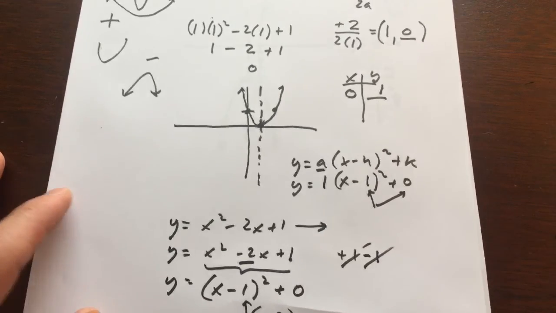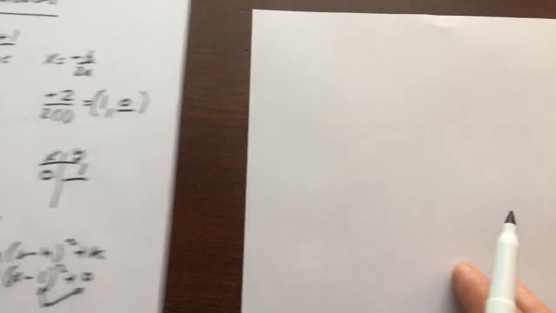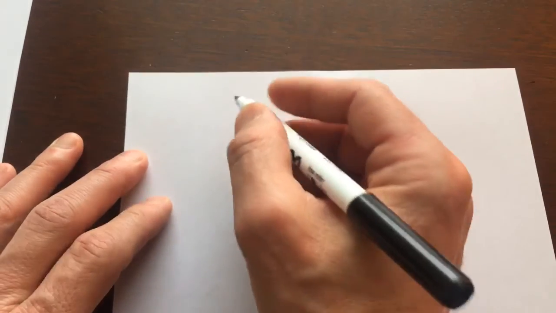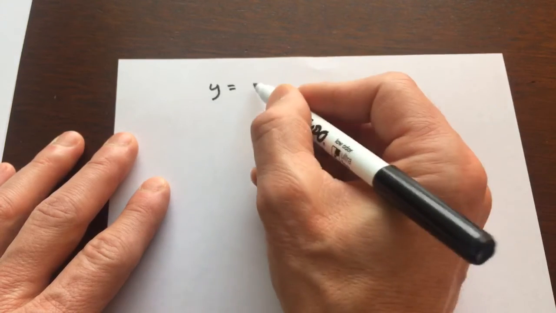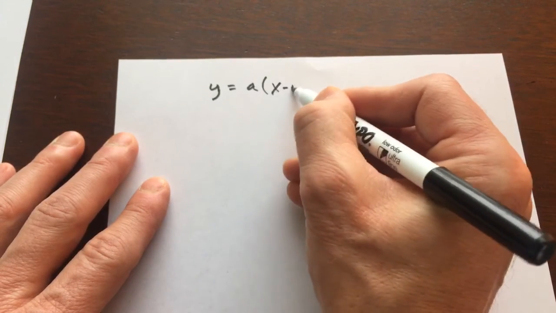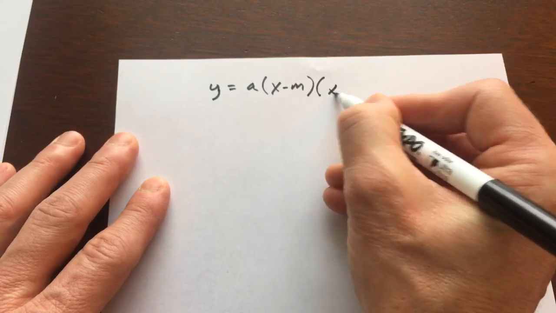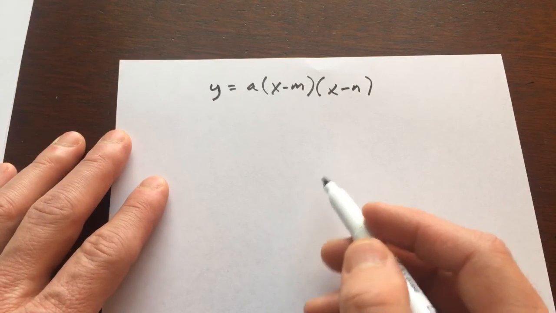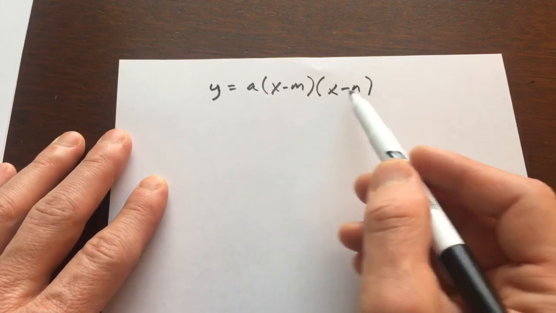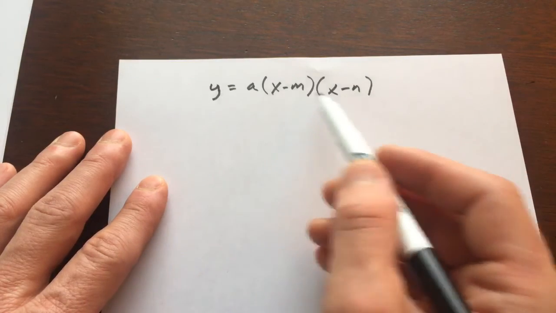Let's talk about the intercept form now. So we're going to cruise on over to another example, and we can always come back if you have more questions about that. But this third form that we're going to be talking about is the intercept form, and it can be written like this: y equals a times x minus m times x minus n. Okay, and what you can see is this is basically like a factored form.